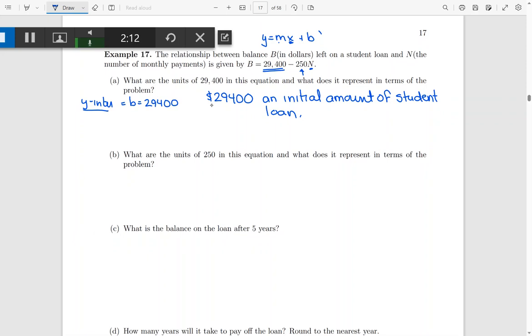So the units on it, I've put the dollar symbol on it, and then the explanation, what does it represent in terms of the problem? It's the initial amount of student loan.